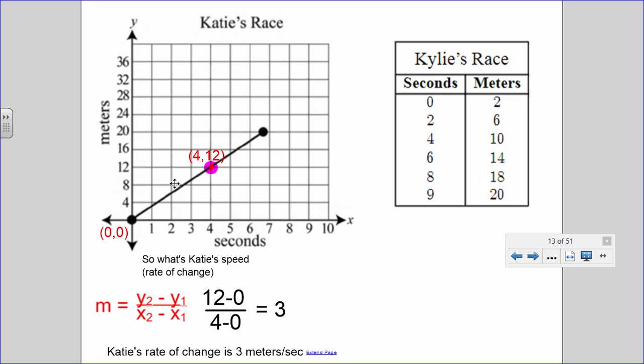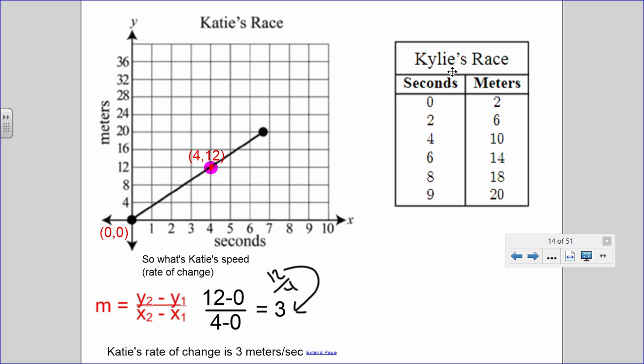I plugged them into my equation, and we should have confidence that 12 minus 0 over 4 minus 0 equals 12 divided by 4, and that's where the 3 came from. So Katie's rate of change is 3 meters per second. If you're wondering how to label this rate of change, you just use your values off the y-axis and x-axis, and it becomes 3 meters per second. So there's Katie's race. We know she was running at 3 meters per second.